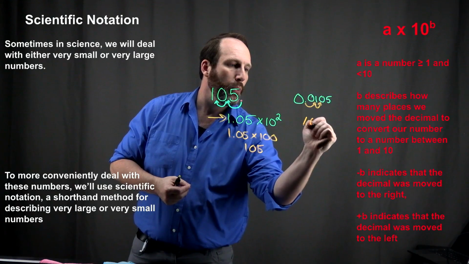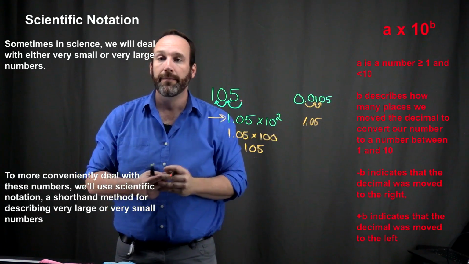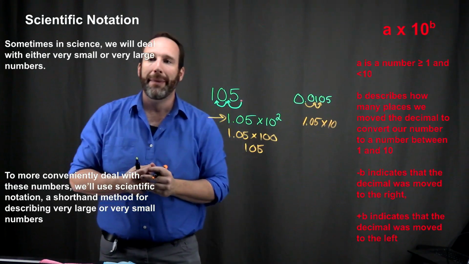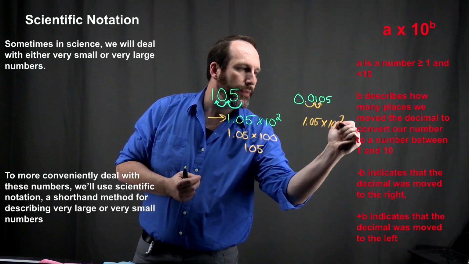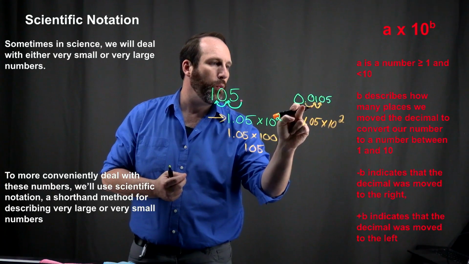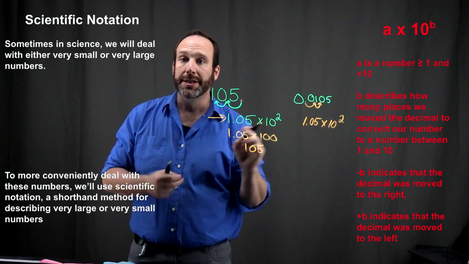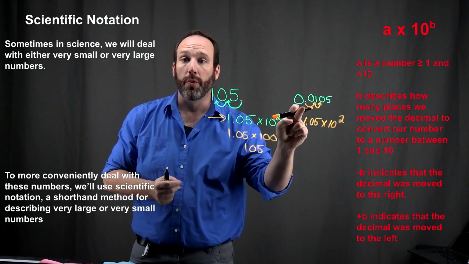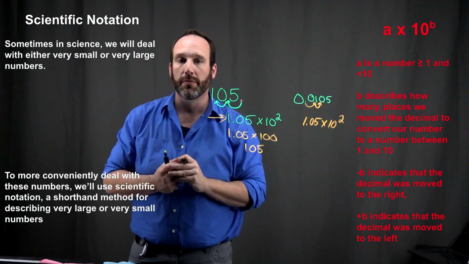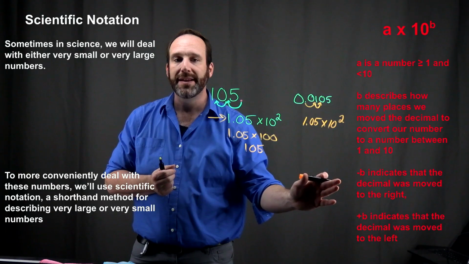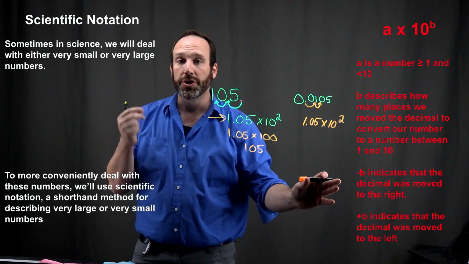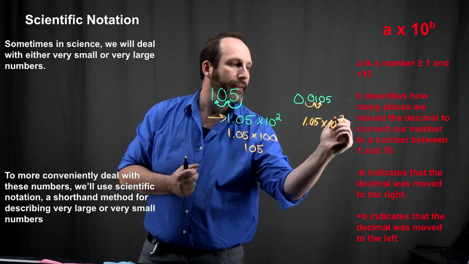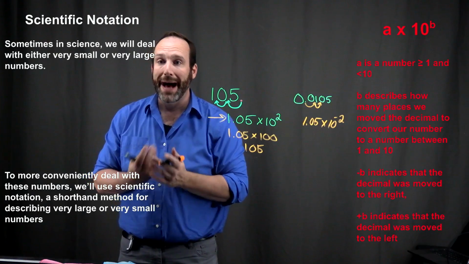So I can write 1.05. It's greater than or equal to 1, it's less than 10. And I can multiply that by 10. And then what power am I going to raise it to? Well, it's going to be the second because I moved the decimal 2 places. And so now the question is, should that power be positive or negative? Well, this time I slid the decimal to the right, right? I slid it 2 places to the right. And so my rule says that if I slide the decimal to the right, that power should be negative. So this number, written in scientific notation, would be 1.05 times 10 to the minus 2 power.